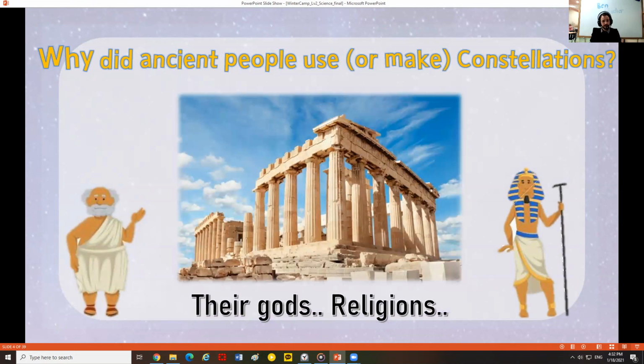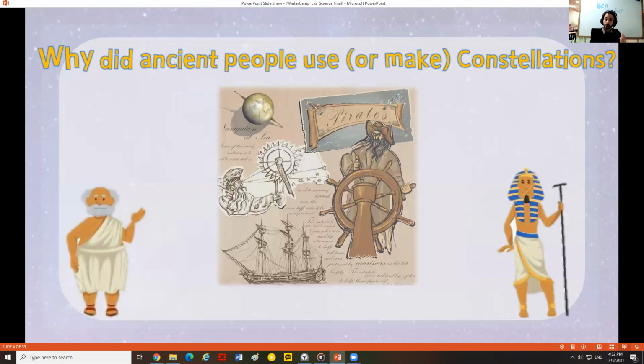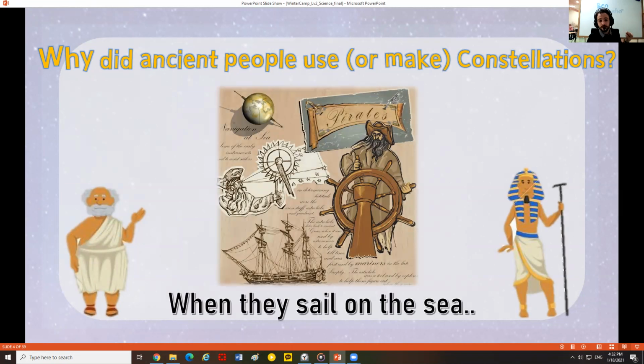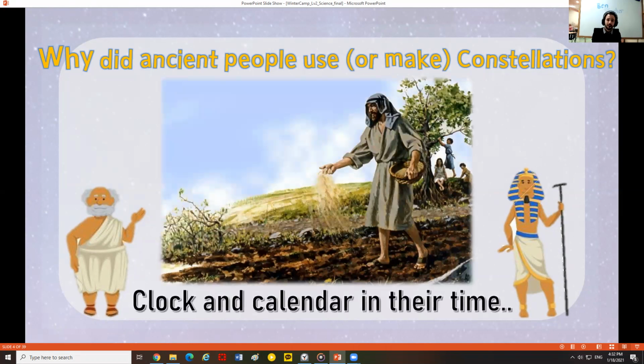Well, they had a few reasons. Sometimes it was part of their religion. Their gods were part of the constellations. Sometimes they used them when they sailed on the sea. Now, back then, there was no Naver Maps, there was no Google Maps. So they had to follow the patterns of stars that they saw in the sky to know where they were and where they were going.